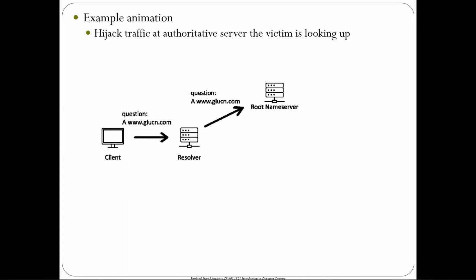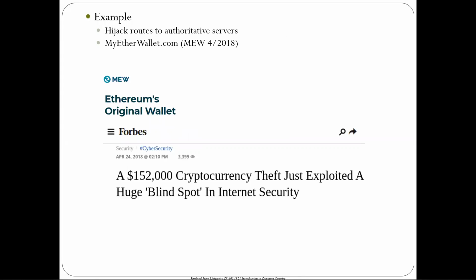So this will get us to myetherwallet.com, hijacked in 2018. This is the fourth way: hijack the routes going to the DNS servers. Actually, this is not the authoritative servers. This is the DNS servers. I'll fix that later. This is a mistake.